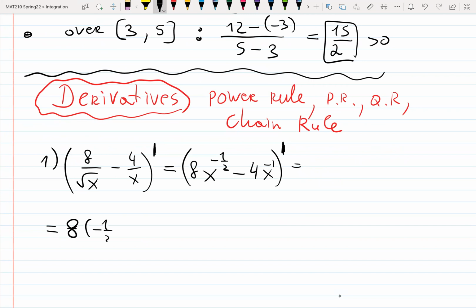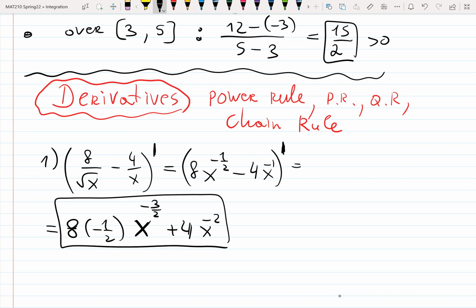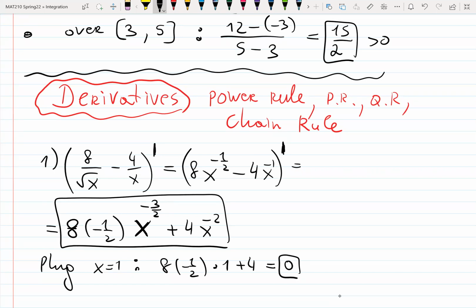8 times negative 1/2 goes down. x to the minus 1/2 minus 1, minus 3/2, plus 4x to the minus 2, and that is the answer. I specifically said on the exam, do not simplify. But what I ask you is to plug in the number. So plug in x equals 1. That's just because it's easier to grade this way. It will be 8 times minus 1/2 times 1, plus 4. And calculate whatever it is. Minus 4 plus 4, by coincidence, it is 0. I just kind of randomly have that.